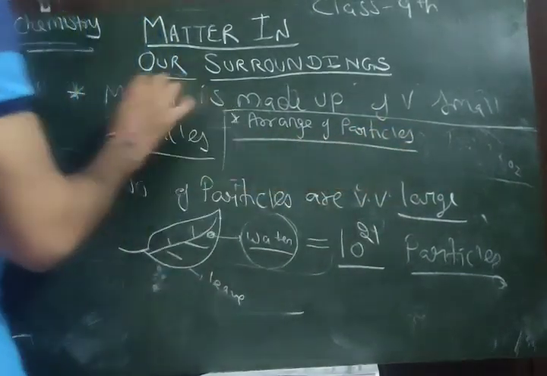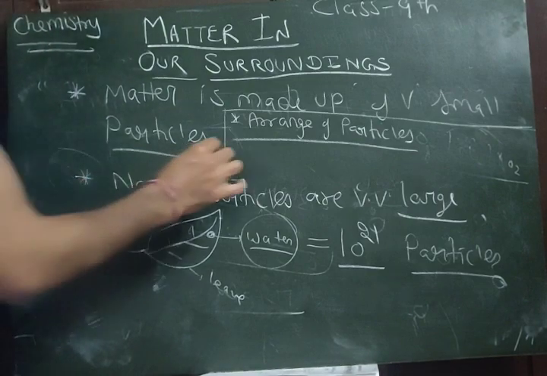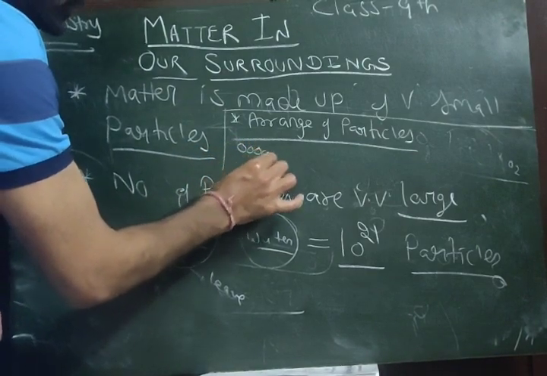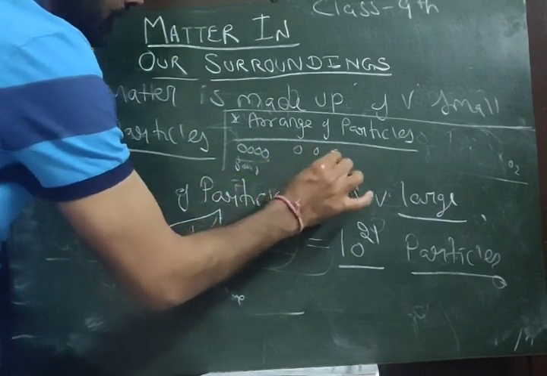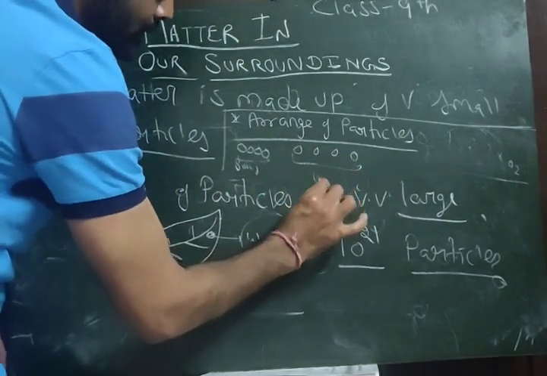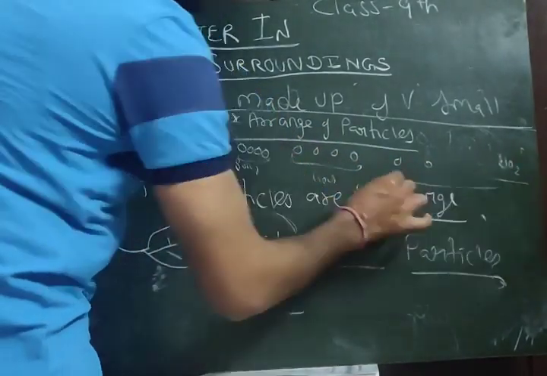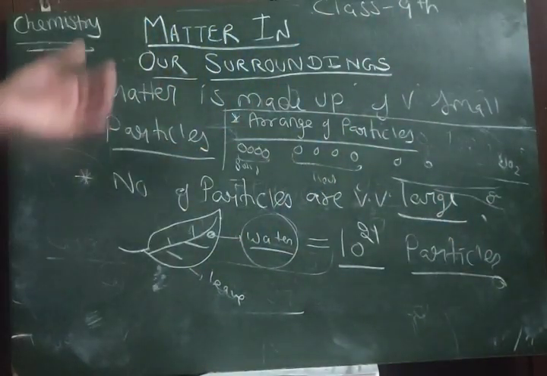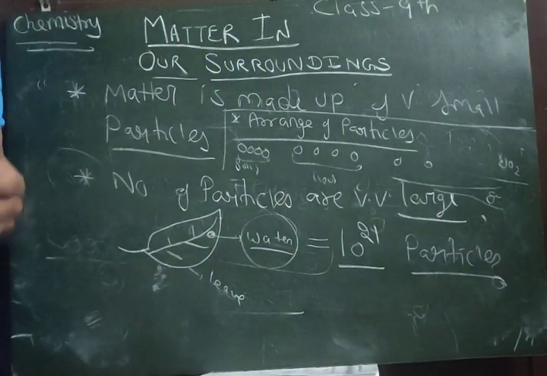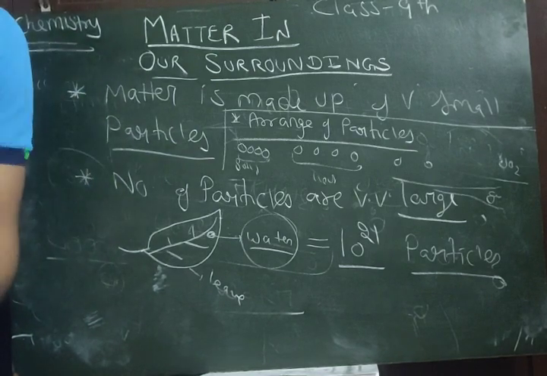The arrangement of particles decides the physical appearance of matter. If particles are very close to each other, we can say it is solid. If they are a little farther away, we can say it is liquid. And if they are very, very far away, then they are part of a gas. So these are the things which come under the particle size and particle numbers of matter.